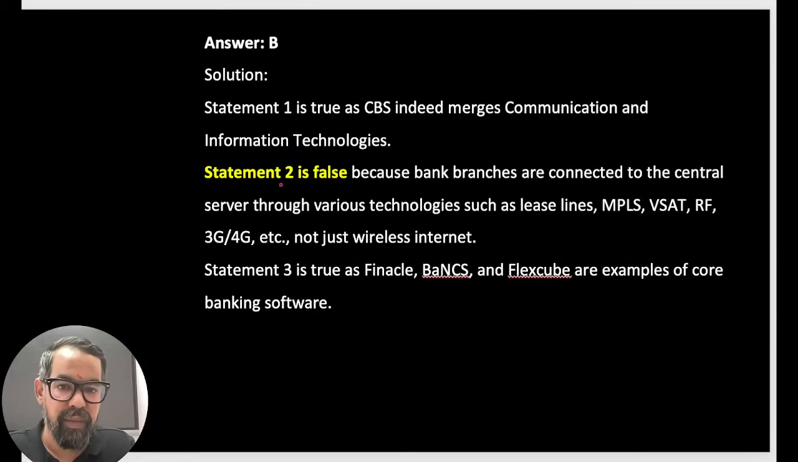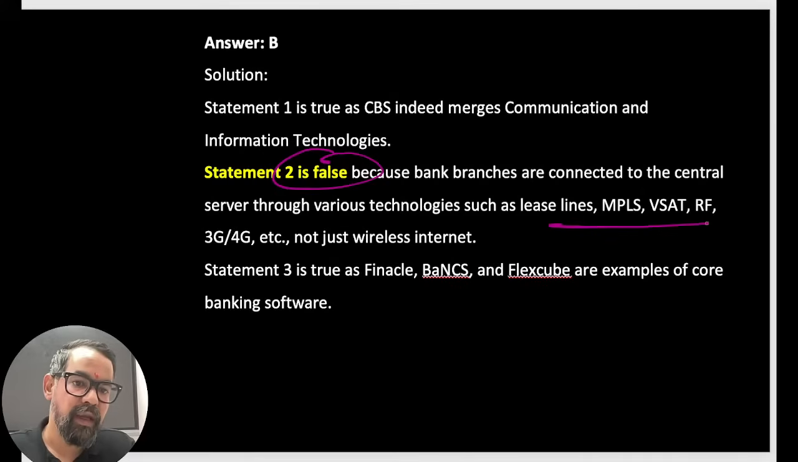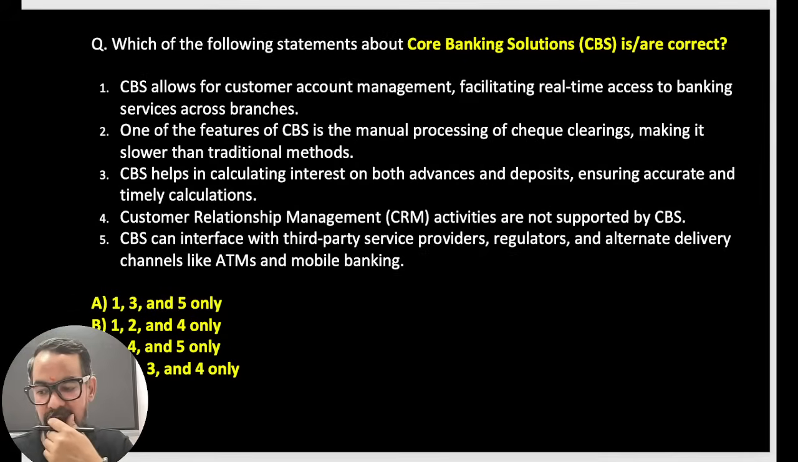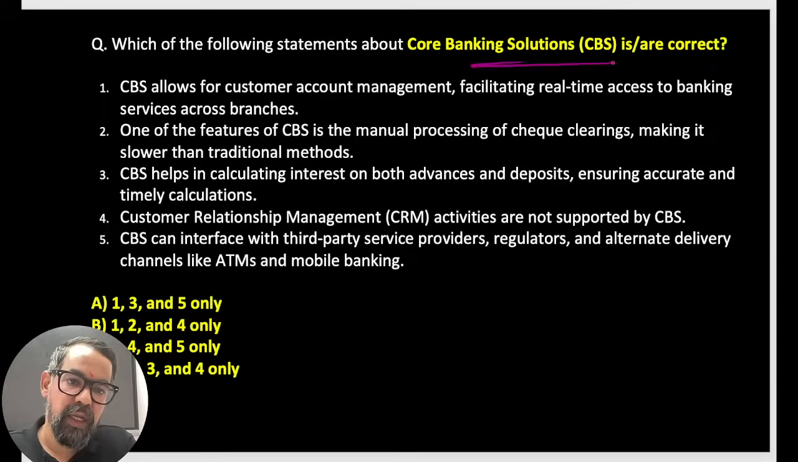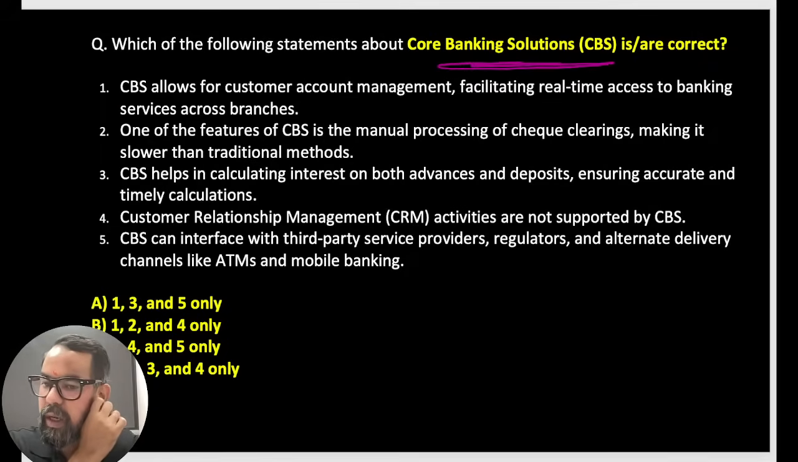Apart from wireless networks, we use services like leased line, MPLS. We have VSAT, RF, 3G, 4G, and other technologies which generally get used in this particular one. Next one, guys. Again a question on core banking solution. Which of the following statements about the core banking solution is correct? You have to find the correct statement.